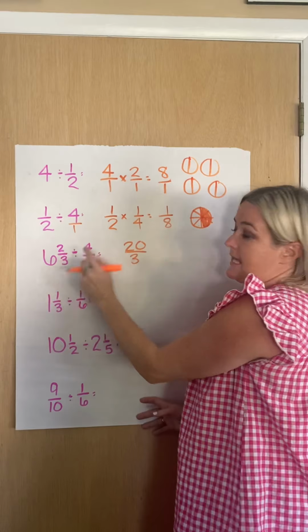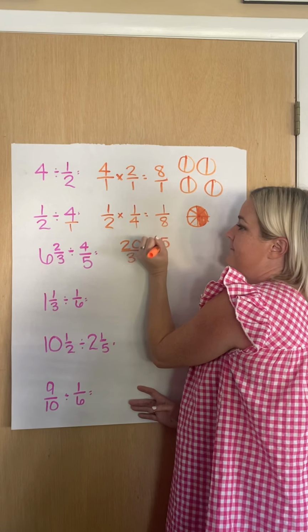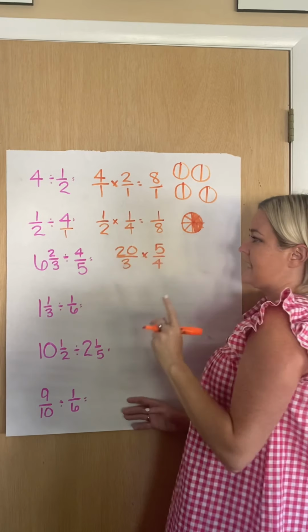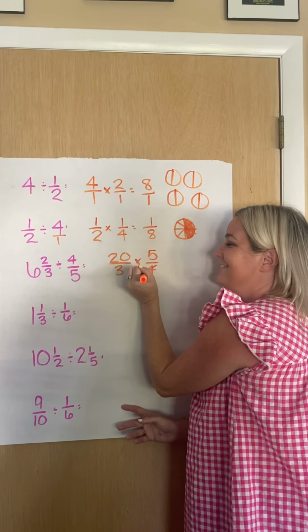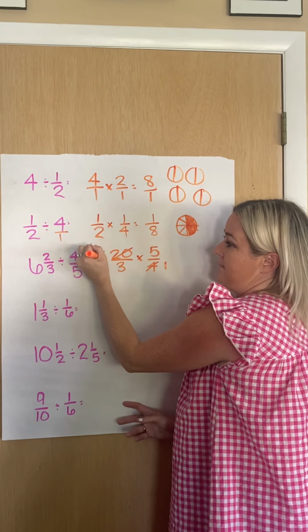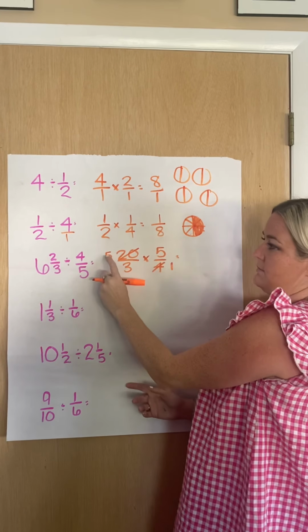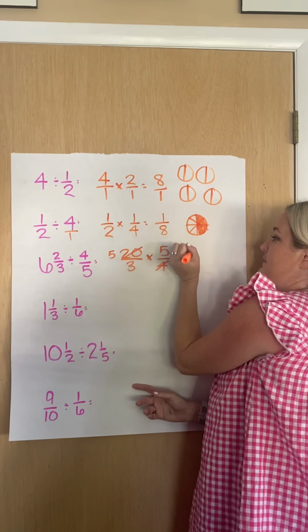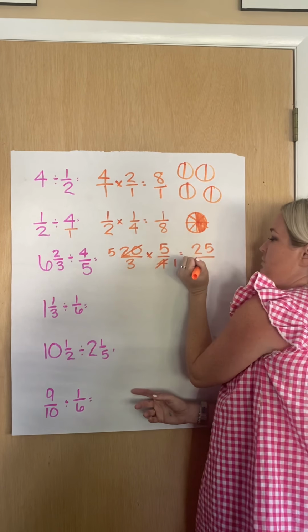I'm going to change my sign to multiplication, and I'm going to use the reciprocal. So I'm going to do 5/4. I'm going to say, can I cross reduce 20 and 4? I sure can. 4 goes into 4 once, and 4 goes into 20 5 times. These two numbers are both prime, so I'm just going to leave them as they are. I'm going to multiply across. I know 5 times 5 would be 25. 3 times 1 is 3.